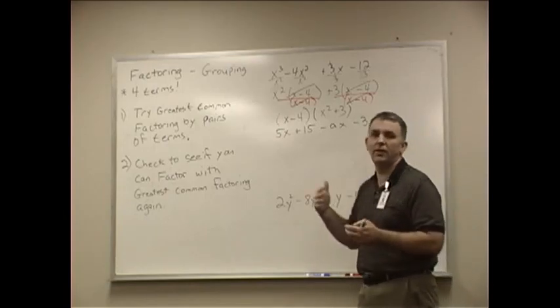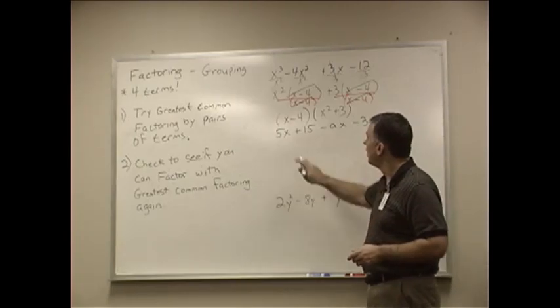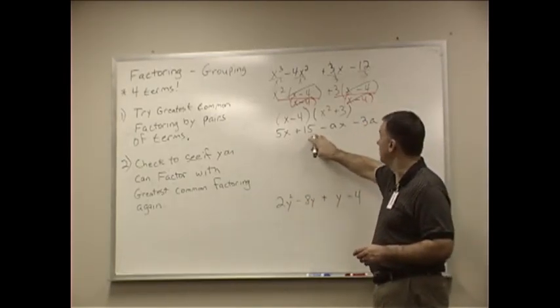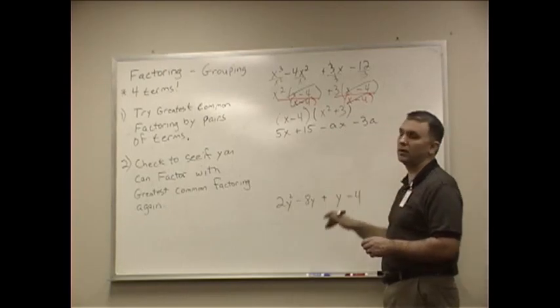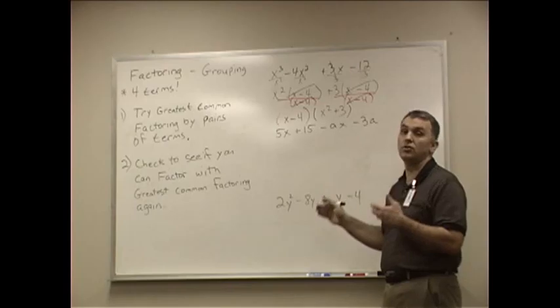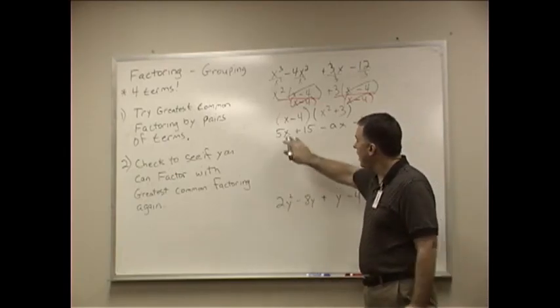So you'll get used to seeing that with factoring by grouping. All right? So let's look at the second one. I got 5x plus 15 minus ax minus 3a. Is there anything that they have in common that you can factor out of all four? The answer is no.